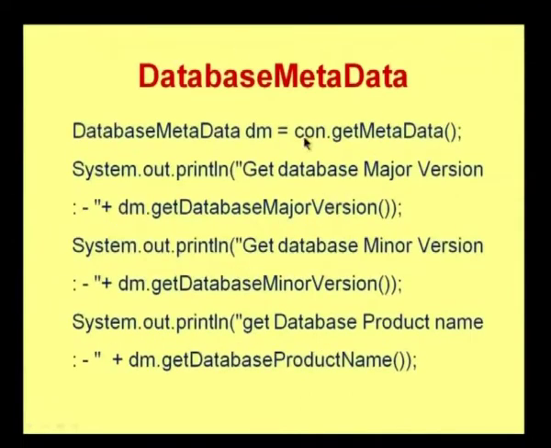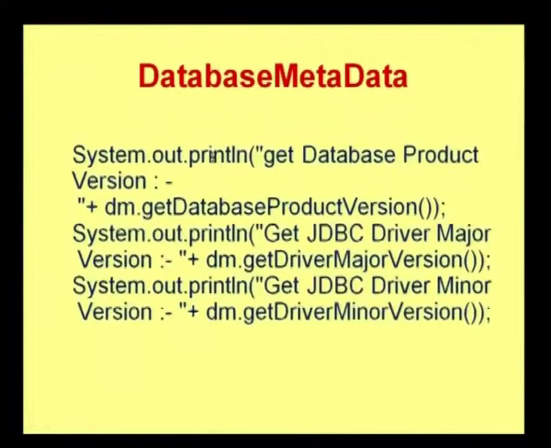Here you can see that for DatabaseMetaData I am calling connection.getMetaData. From that I get a DatabaseMetaData object, and I am accessing all the methods related to my DatabaseMetaData. I think we have already seen what methods we have. We are just using the DatabaseMetaData with all these methods.